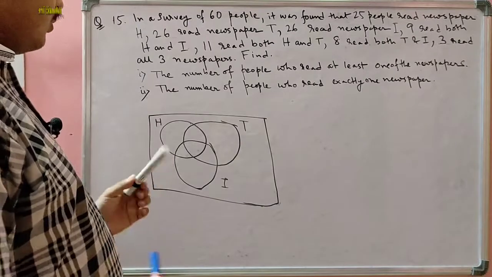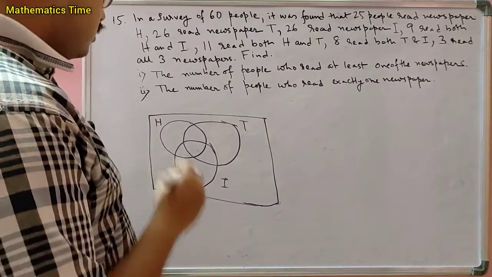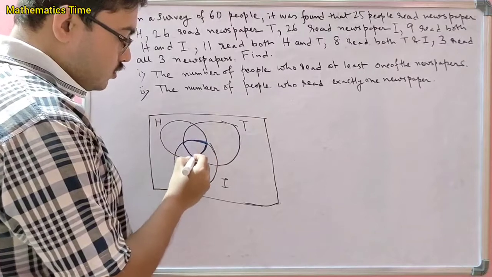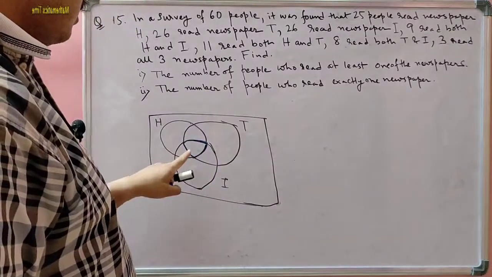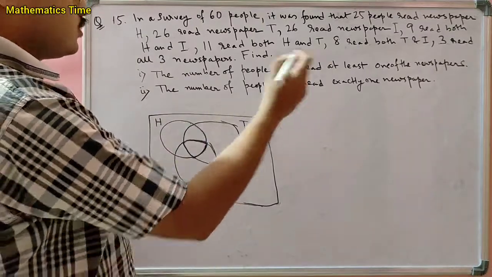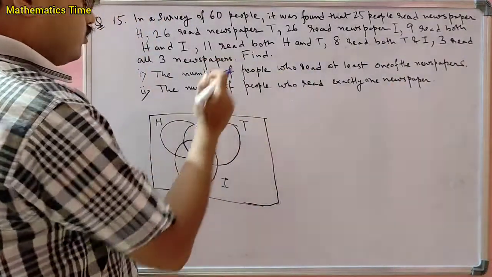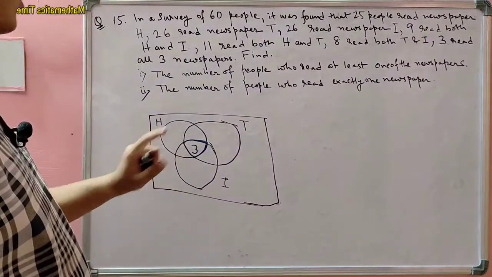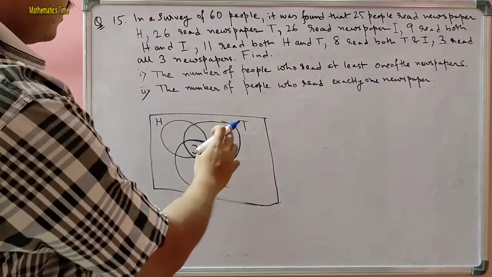What is the common portion? The common portion is the people who read all 3 newspapers. This is the portion of the people who read all 3 newspapers. What is the number? 3 read all 3 newspapers. This is actually H intersection T intersection I, and the value is 3. Now we have to fill up the other portions.